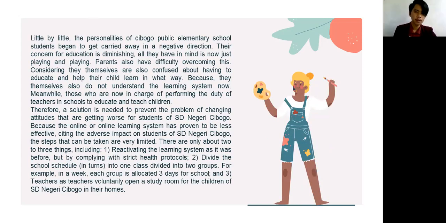Little by little, the personalities of Cibogo Public Elementary School students began to get carried away in a negative direction. Their concern for education is diminishing. All they have in mind is now just playing and playing. Parents also have difficulty overcoming this, considering they themselves are so confused about having to educate and help their child learn in that way, because they themselves also do not understand the learning system now.